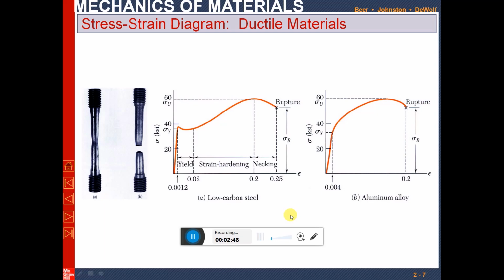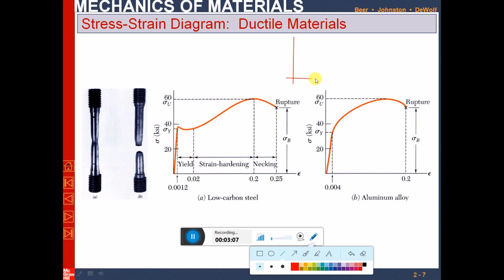However, if the material is not ductile, what do you think? Allow me to just show you. There is no point in asking you because this is going to be a recorded lecture, so I'm going to draw it here. If the material is brittle, what do you expect? Well, this is what we expect.